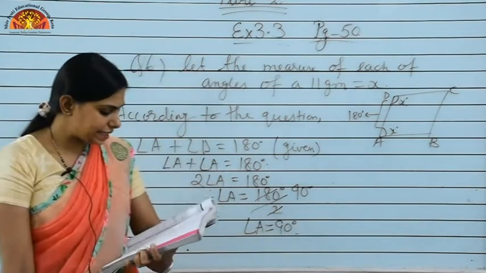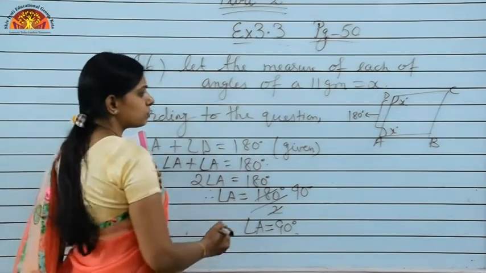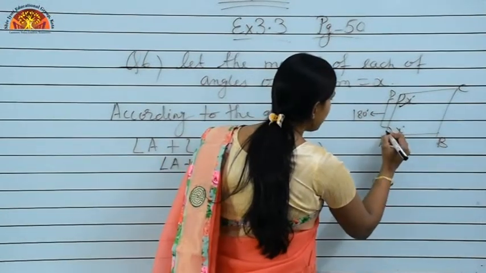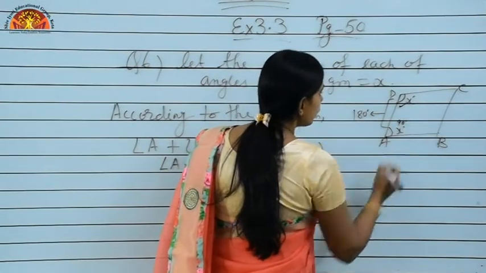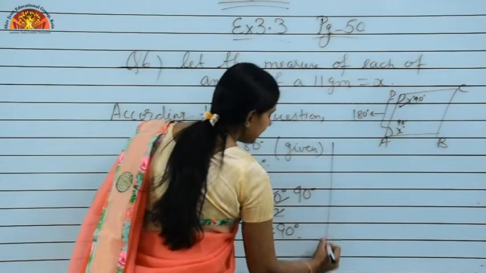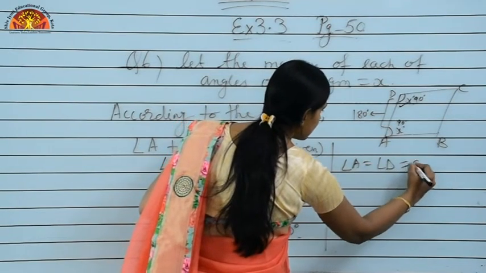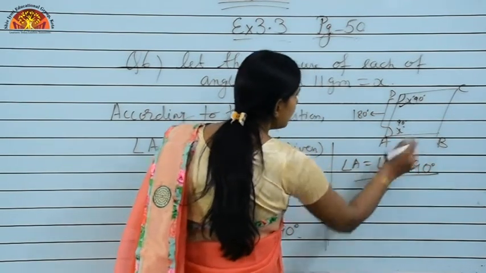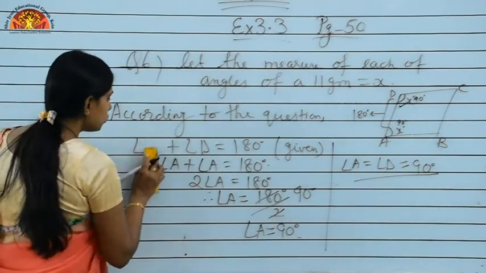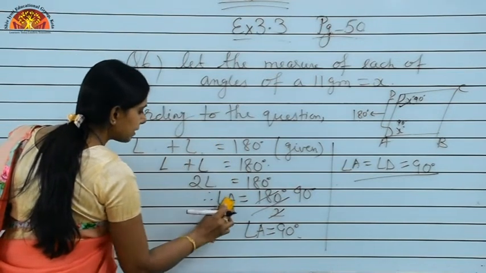The measure of angle A is equal to 90 degrees, and it has been told that both these angles are of the same measure. If the measure of angle A is 90 degrees, then what will be the measure of D? Obviously it will also be 90 degrees. So we can write that angle A is equal to angle D is equal to 90 degrees. Similarly you can find for angles B and C. So we can just change over here. Instead of angle A and D, we will write angle B and angle C.